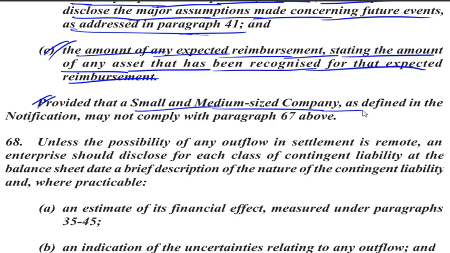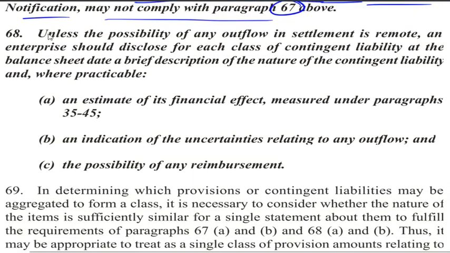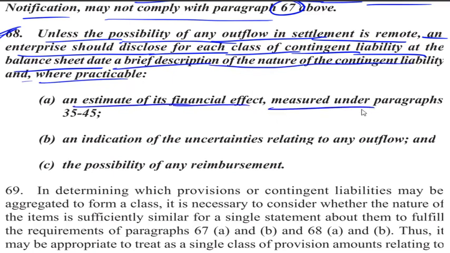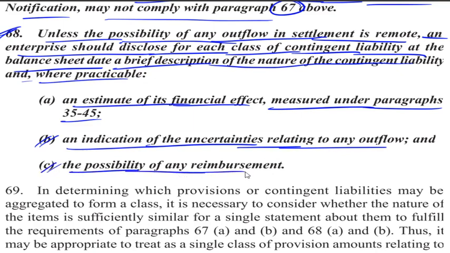Provided that small and medium-sized companies as defined in the notification may not comply with para 67 above, para 68 applies unless the possibility of any outflow in settlement is remote. An enterprise should disclose, for each class of contingent liability at the balance sheet date, a brief description of the nature of the contingent liability and, where practicable, an estimate of its financial effect measured under paras 35 to 45. Where practicable, the enterprise should disclose an indication of the uncertainties relating to any outflow, and the possibility of any reimbursement.